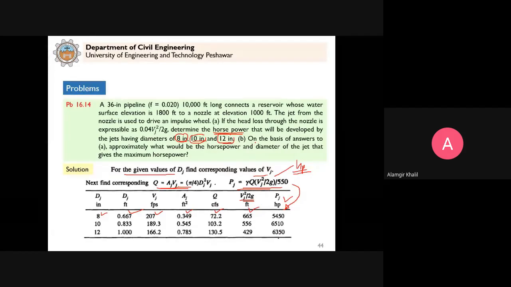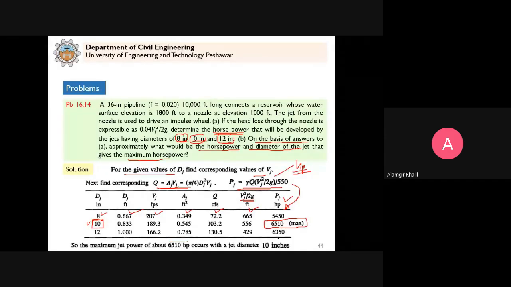So now part B of the question is, on the basis of answers to part A, what would be the horsepower and diameter of jet that gives the maximum horsepower? So this gives the maximum horsepower. It does not mean that you just keep on increasing the diameter of jet, the power will be increased. No. You can see here for a diameter of 10-inch, the power is maximum. So you have to provide this for maximum power. So the maximum jet power of 6510 horsepower, that is for the jet diameter of 10 inches.